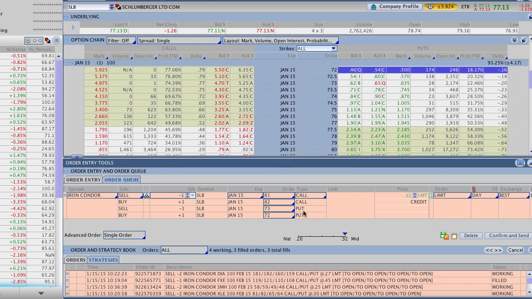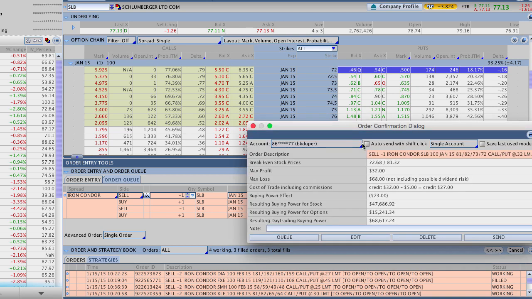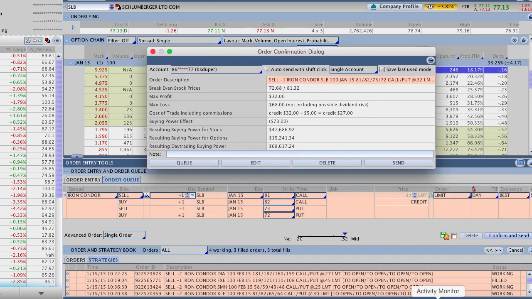So now you can see we've added protection here on this trade by adding a long call at 82 and also by adding a long put at 72. So that adds protection, but notice how that dramatically reduces the credit that we receive on the trade. Now we're only getting about $32. So this is a risk-defined trade. And in this case, the most you can lose on this trade is about $73 with commissions, and our max profit is about $32. So it's still a good risk reward.